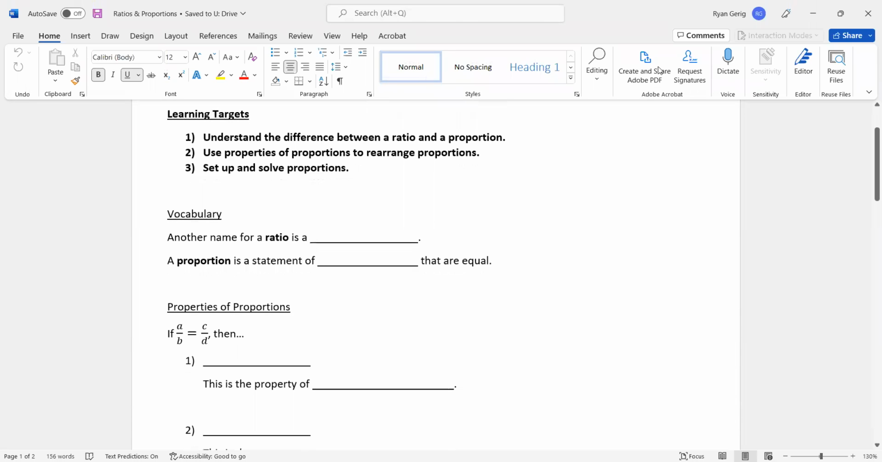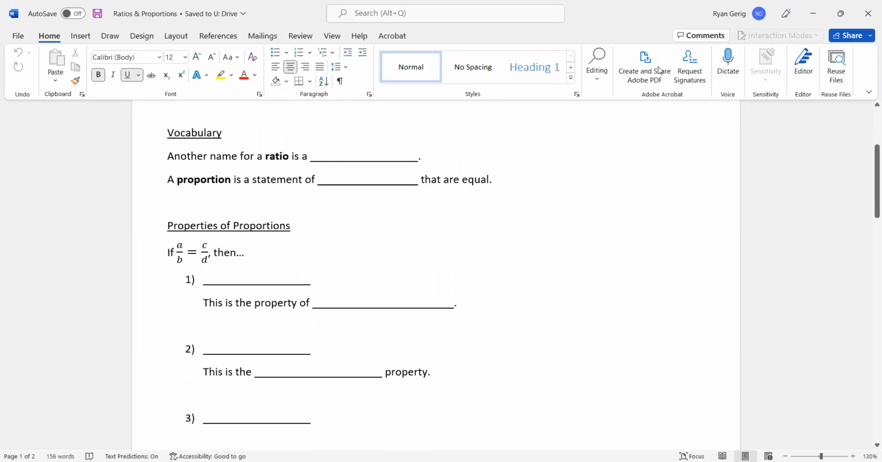So learning targets: understand the difference between a ratio and a proportion, use properties of proportions to rearrange proportions, and set up and solve proportions. So some vocabulary. Another name for a ratio is a fraction. And then a proportion is a statement of two ratios that are equal.